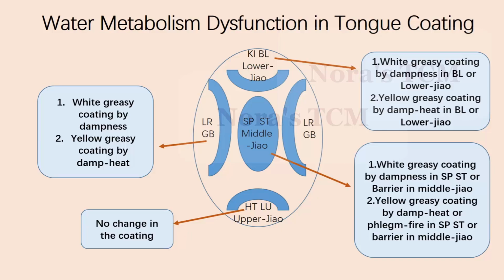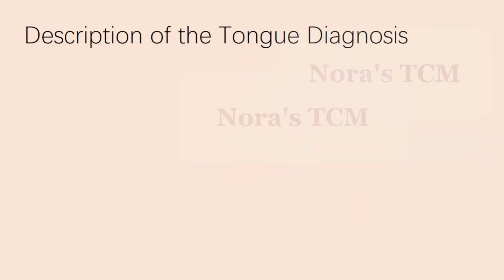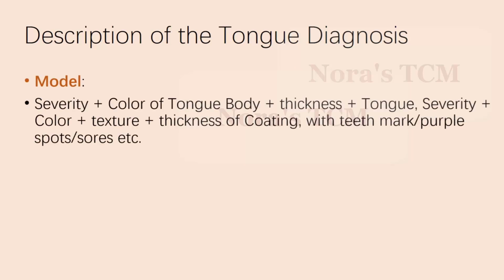How to describe the tongue? This is a very important and initial problem in clinical practice. When we describe the tongue, we have to include multiple pieces of information so that it will help us make an exact syndrome definition. I will give you a model. It's like this: severity plus color of the tongue body plus the thickness of the tongue body, that is the shape, and plus tone.